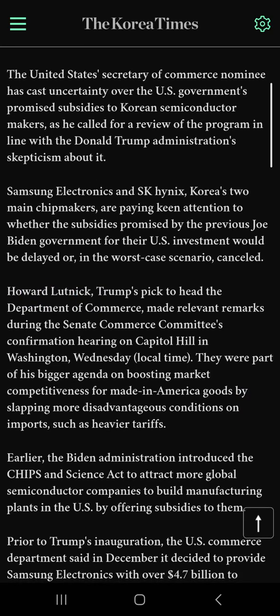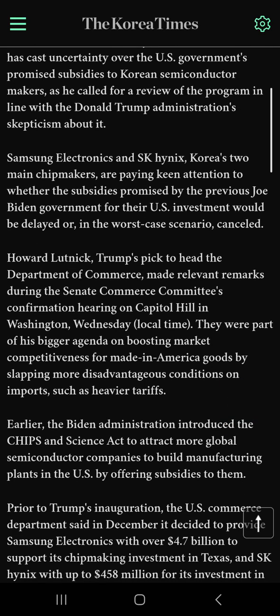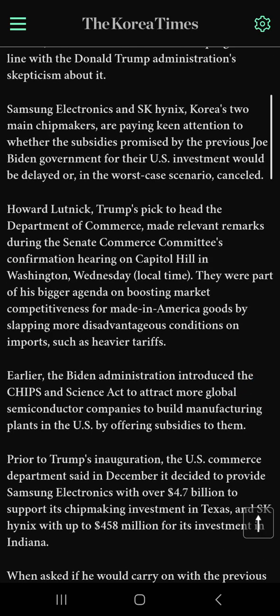Howard Lutnick, Trump's pick to head the Department of Commerce, made the relevant remarks during the Senate Commerce Committee's confirmation hearing on Capitol Hill in Washington, Wednesday, local time. They are part of his bigger agenda of boosting market competitiveness for Made in America goods by slapping more disadvantageous conditions on imports, such as heavier tariffs. Earlier, the Biden administration introduced the CHIPS and Science Act to attract more global semiconductor companies to build manufacturing plants in the U.S. by offering subsidies to them.